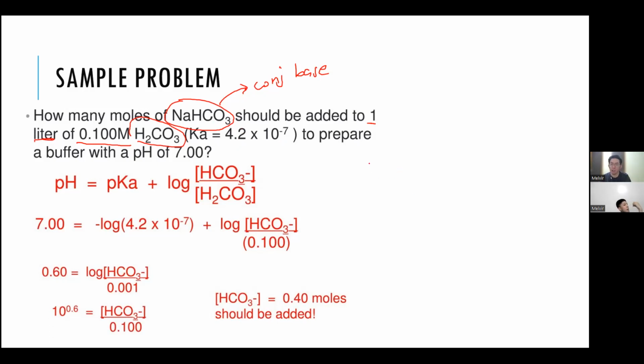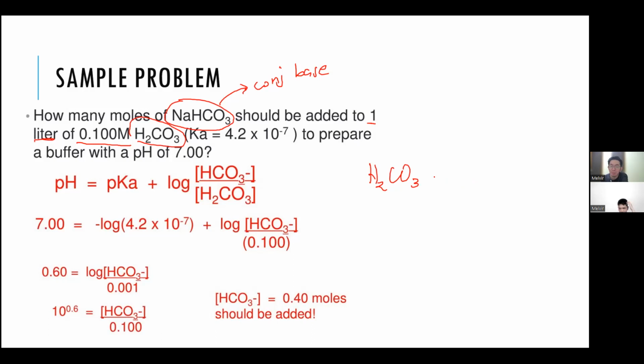However, I have a question, Josh. How many Ka should carbonic acid have? Not the value of the Ka, I'm asking how many dissociations your carbonic acid will undergo. The Ka is 4.2 times 10 to the negative 7, but how many dissociations does it have?